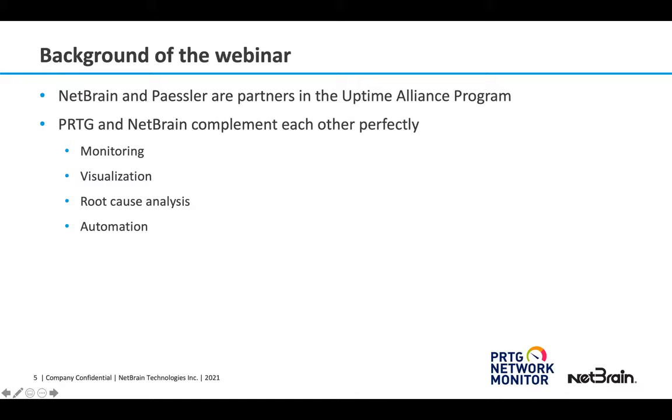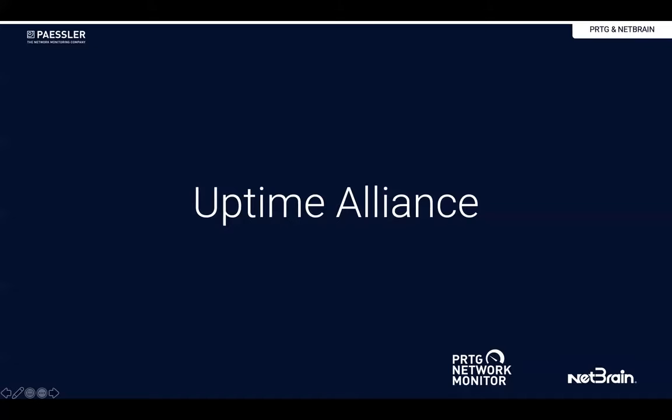Once PRTG detects the error, NetBrain automatically triggers an executable runbook that documents the source of the problem and the cause before the problem is reported to your IT department. This makes it easier for your team to find error sources, and dynamic maps will give you a better view of your entire IT infrastructure.